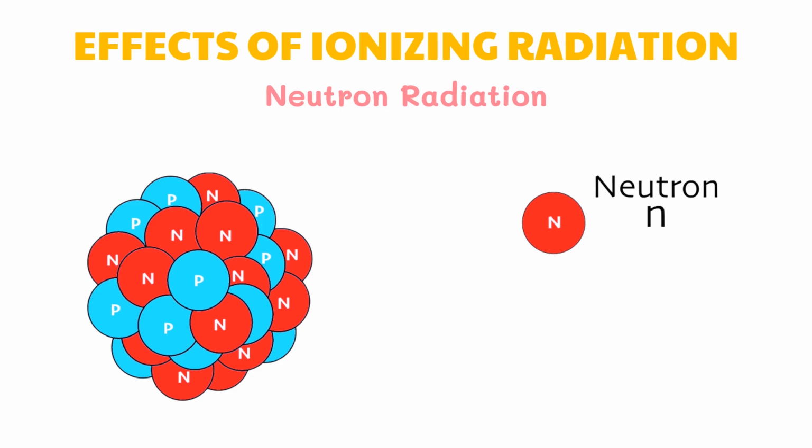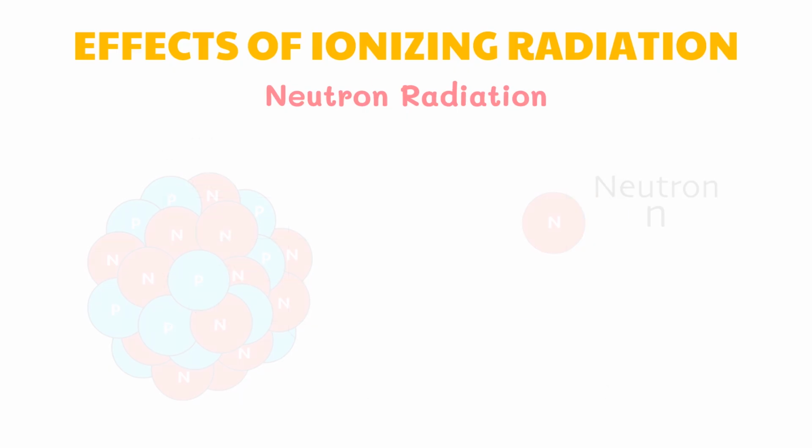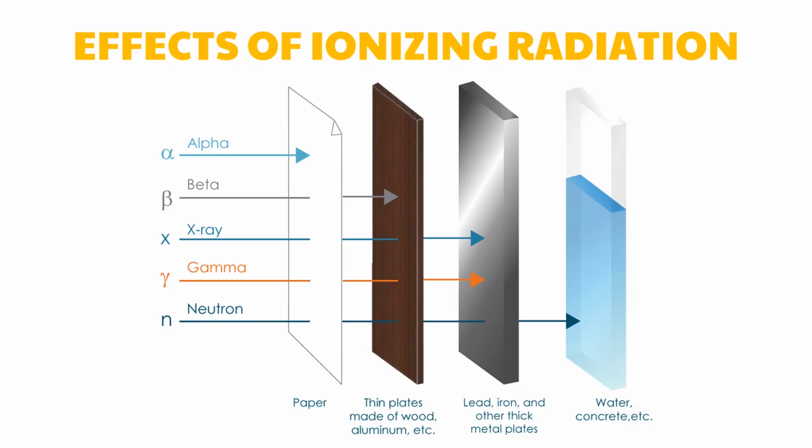Lastly, neutron radiation consists of a free neutron, usually emitted as a result of spontaneous or induced nuclear fission. They can, however, be effectively stopped if blocked by a hydrogen-rich material, such as concrete or water.